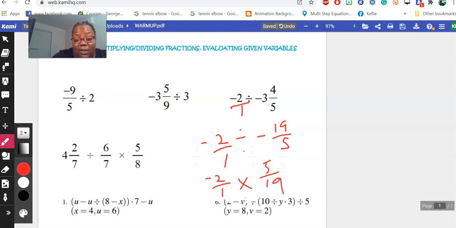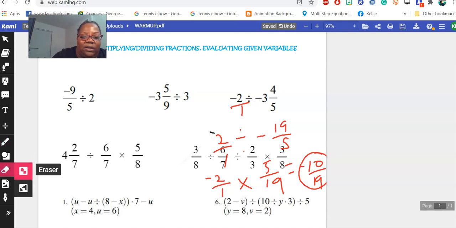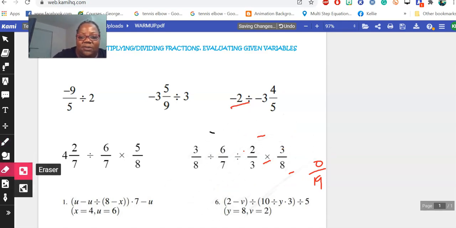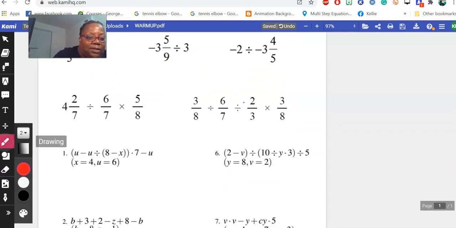I can tell you right now, nothing is going to reduce. So I'll multiply straight across. It's going to be -10/19 for that final answer. Let me go down here and do number 4. That way you can do that last one on your own. But I'm sure we'll do it tomorrow during warm-up time anyway.